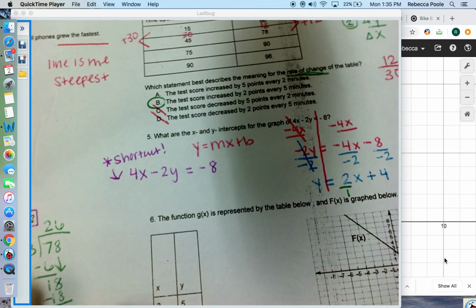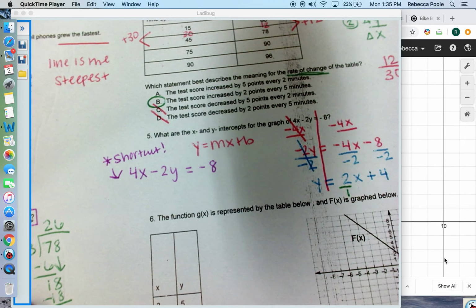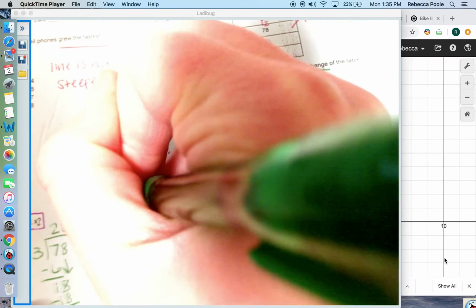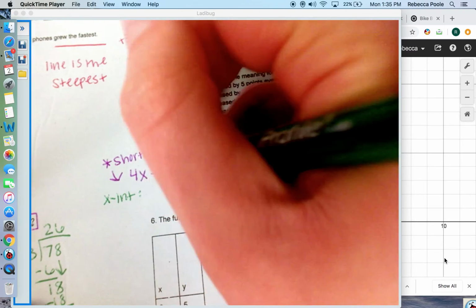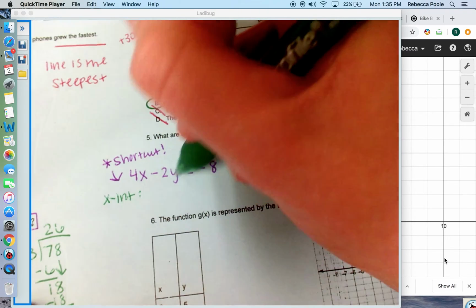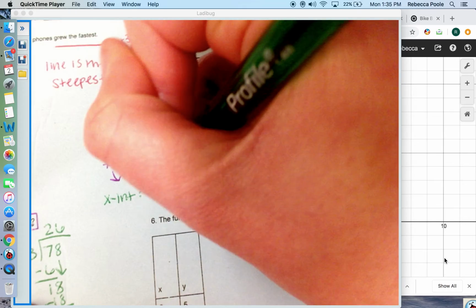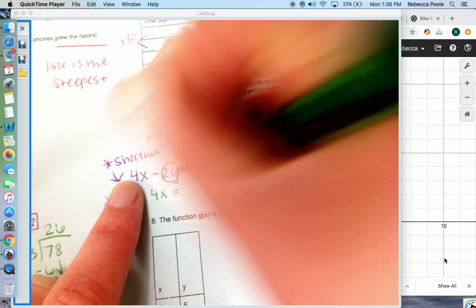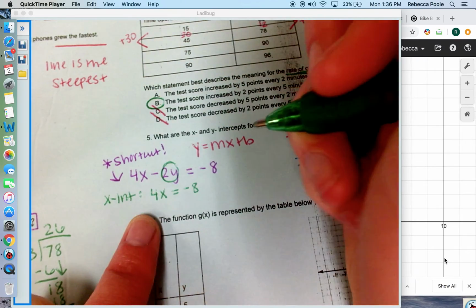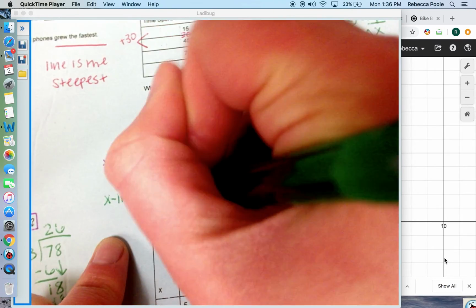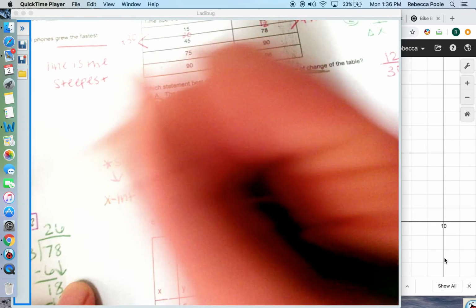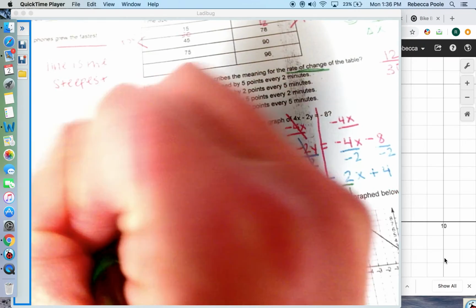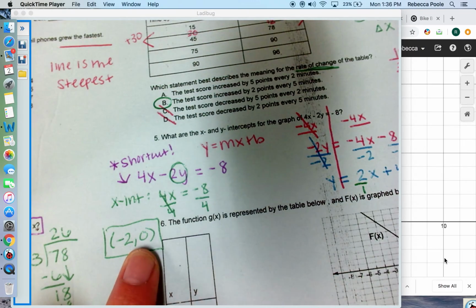All right, so for an x-intercept, I'm going to make my x-intercept green. For an x-intercept, the y value, so everything right here with this y, is just going to be 0. Which means all we're left with is 4x equals negative 8. So then I can divide by 4, and for my x-intercept, I should get negative 8 divided by 4, which is negative 2. And remember, the y value is 0 because it's an x-intercept.